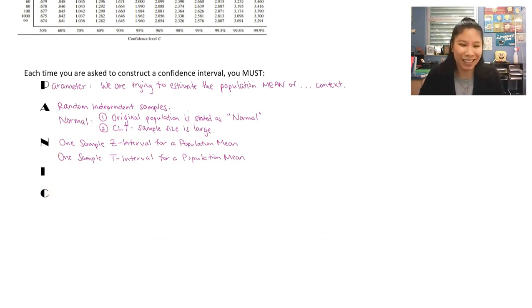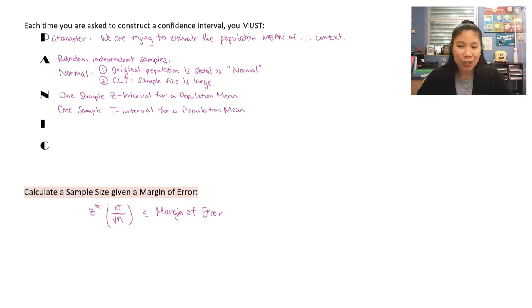That's the differences. And the last thing I want to talk about in this section is being able to calculate a sample size given a margin of error. So this is kind of like our solve for n problems from last section. We just have a different formula for our margin of error because our standard deviation of the statistic is different here. So remember, it's the Z star times whatever your standard deviation is, and that's what you're setting the margin of error equal to.